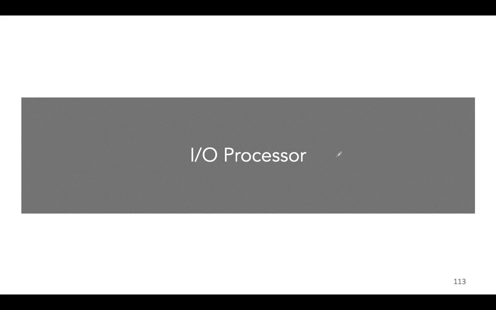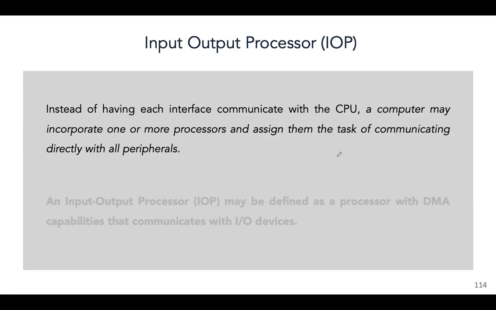All right, finally, this is the last topic for this video as well as this unit: the I/O processor. So let's see what an I/O processor is. Now, input-output processor. See, instead of having each interface communicate with the CPU, a computer may incorporate one or more processors and assign them the task of communicating directly with all peripherals.